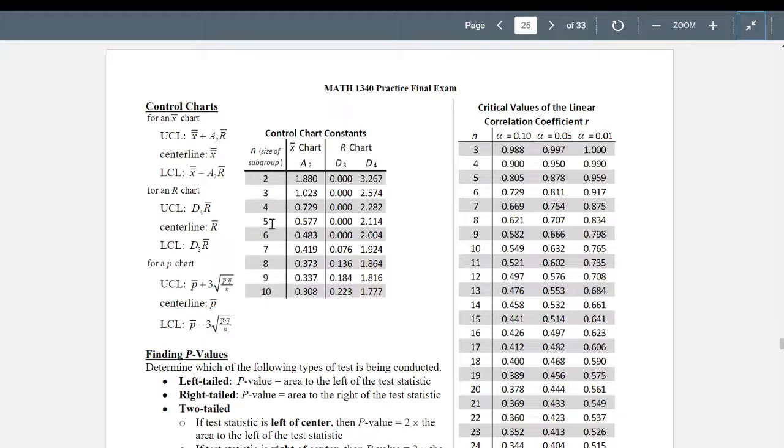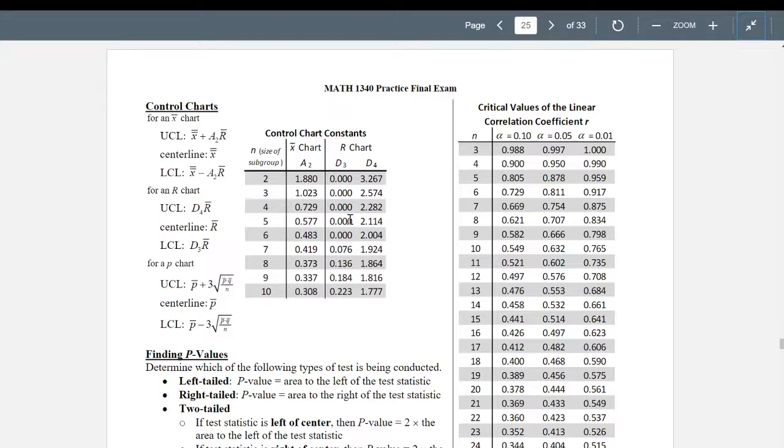So I go down to the row with 5. And then you're seeing X bar chart. I'm not doing an X bar chart, this was a range chart. And then you see these columns with D3, D4. D3 is used for the lower control limit. So D3 is simply 0, see for n equals 5, 0. So the lower control limit is just 0 times R bar.